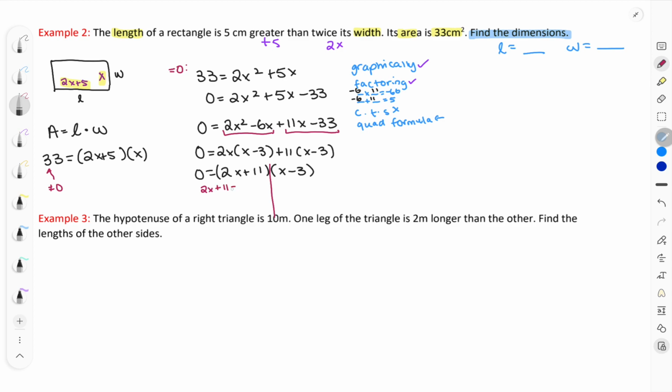So 2x plus 11 equals 0. 2x equals -11, x equals -11 over 2. Or x minus 3 equals 0, x equals 3. And so I have two options. Remember, what was x representing? X was representing my width. My width is either -11 over 2 centimeters, or it's 5 centimeters. One of these things does not make sense. This is an extraneous solution. My width can't be -5.5 centimeters.